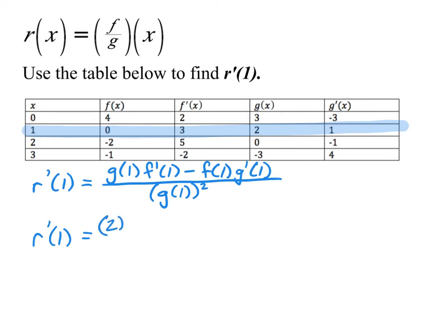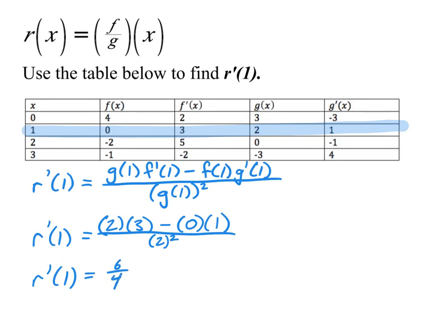F prime is 0. Oops, no, that was f, sorry. F prime is 3. All right, then minus f of 1 is 0. G prime of 1, not like it's going to matter since it's multiplying by 0, but it is a 1 there. That's all over g of 1, which we found was the 2. So we're going to be doing 2 squared on the bottom. So r prime of 1 equals 6 over 4, which, I mean, we could reduce it.